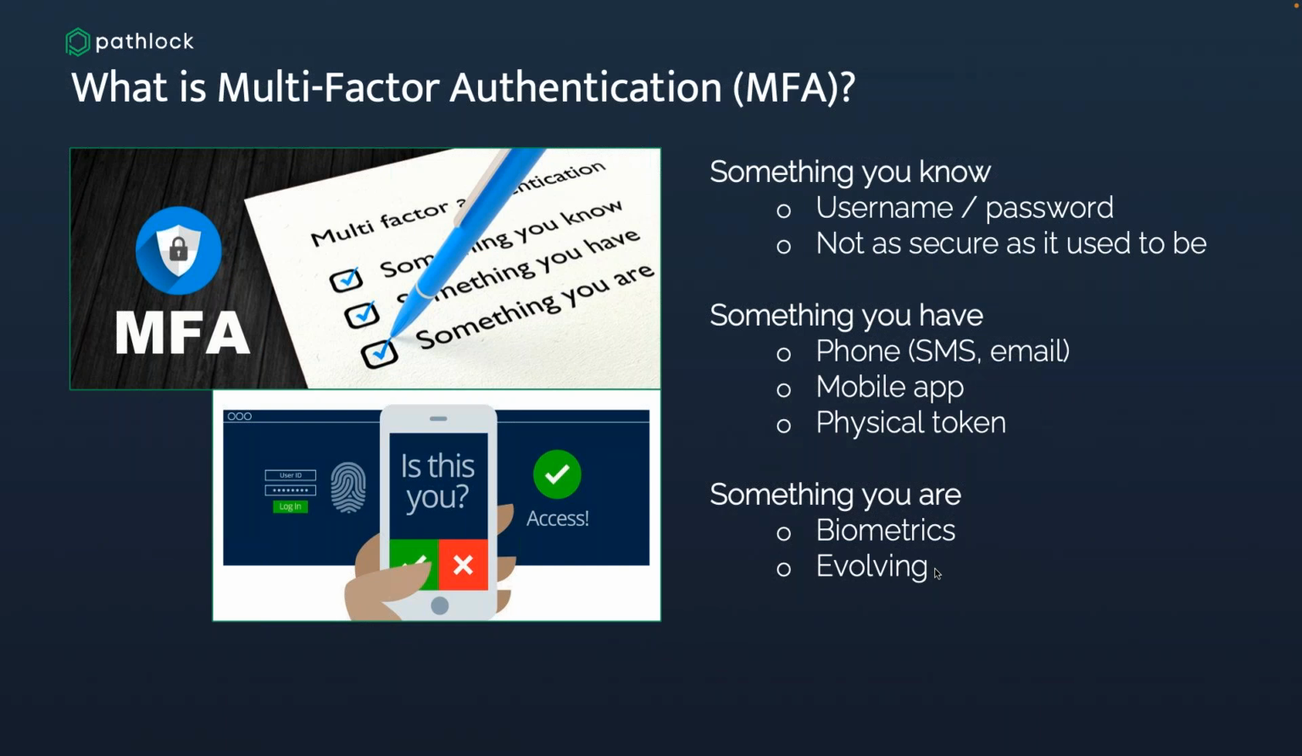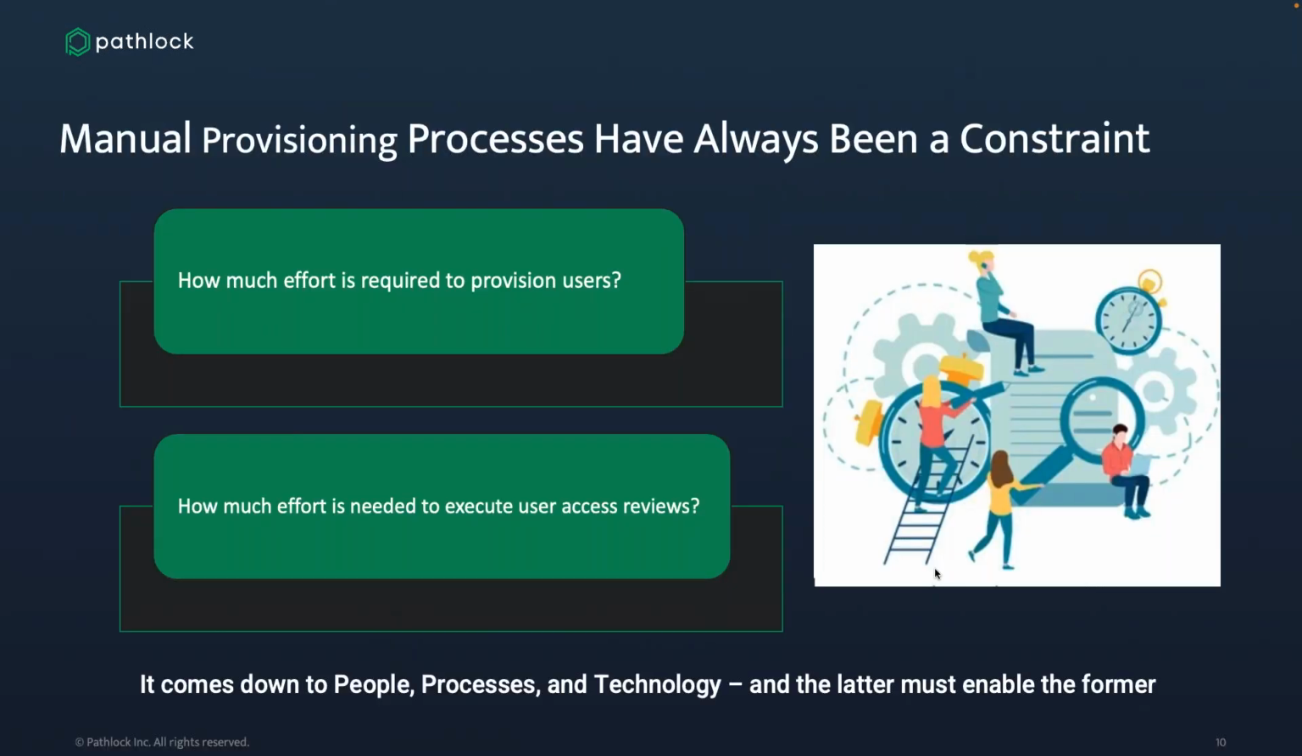So that's why the user ID and password isn't as secure as what it used to be. That's why you have to prove who you are with something you have or something you are. That's why those other pieces. And since you have to have multiple pieces, that's really why it's called multi-factor authentication.